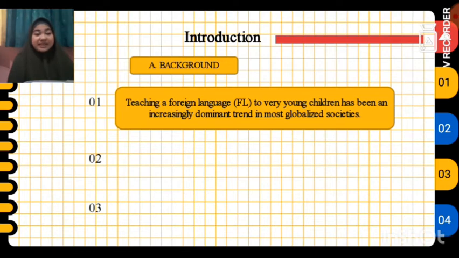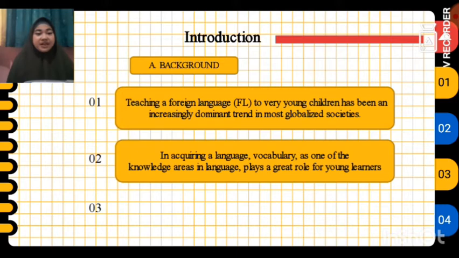Number one, teaching a foreign language, or TFL, to very young children has been an increasingly dominant trend in most globalized societies. One of the contemporary realities that many school systems face in globalized societies around the world is that parents expect their children to take foreign language classes at an earlier age now than they did in past decades.